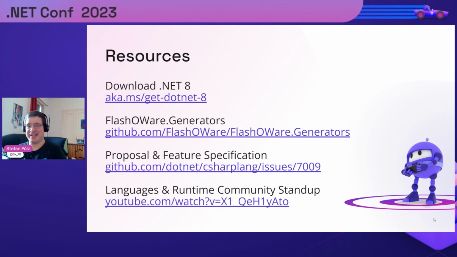Now, if you want to try Interceptors, download the .NET 8 SDK. Everything you need is in there. If you want to give the generator that I tried in the beginning, the enum generator, a try, that's FlashOver.Generator. I linked the proposal and feature specification with more details about Interceptors, and also a video from the language and runtime standup community where this feature was publicly discussed, with a Q&A session there.